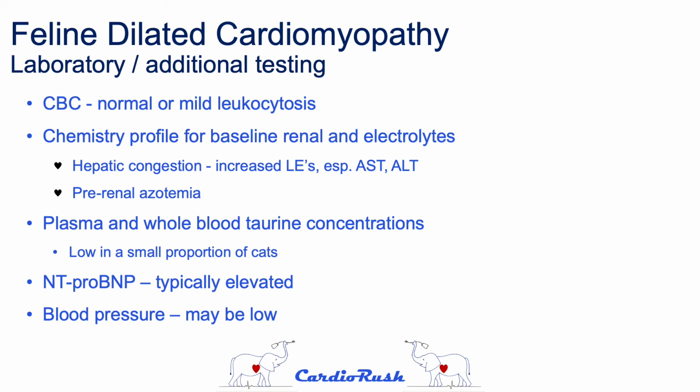It's a good idea to measure plasma and whole blood taurine concentration in cats with dilated cardiomyopathy. They may be low in a proportion of cats, and in those cats it may be that taurine supplementation can reverse their disease. NT-proBNP is typically elevated in cats, and cats with congestive heart failure due to dilated cardiomyopathy are often hypotensive.